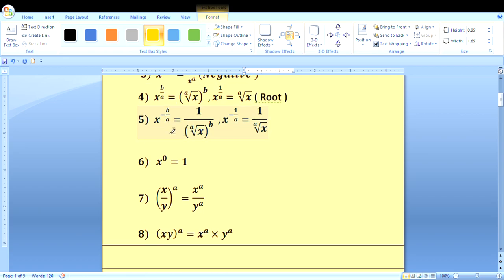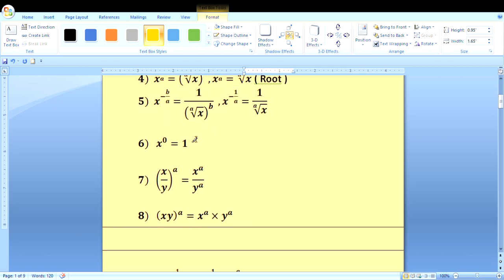So we have, for instance, a negative power to a base. It can also be written as 1 divided by the a-th root of the base raised to the power of b. Now, if the exponent or the power of the base is 0, the answer is simply 1.